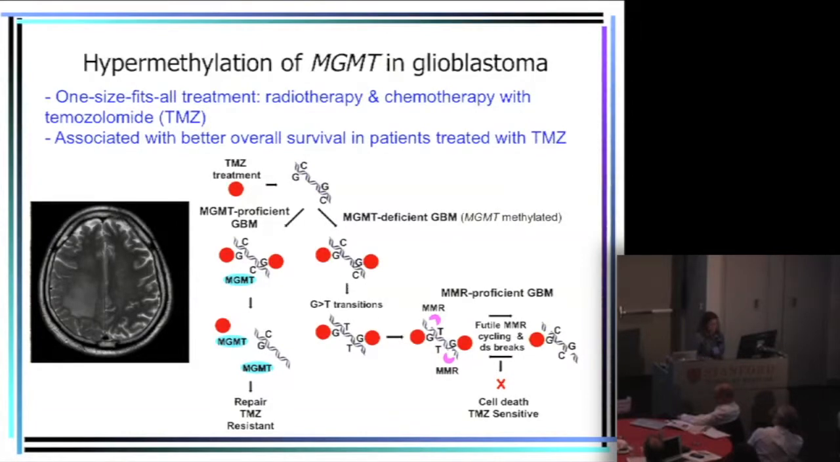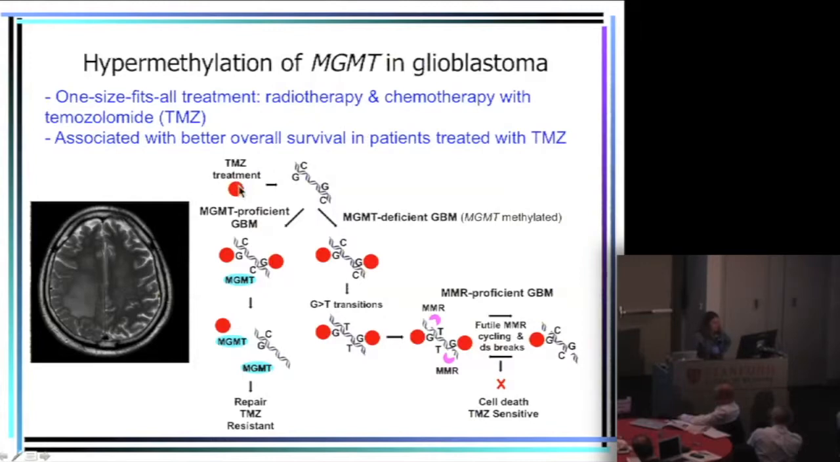So in glioblastoma, it's a dismal prognosis. So this treatment is one size fits all. The Stupp protocol is radiotherapy and chemotherapy with temozolomide combined for everybody, irrespective of whether they have MGMT methylation. So MGMT methylation is associated with better overall survival of patients treated with temozolomide, but patients that are non-MGMT methylated also have an improved survival as well. So unlike the HER2 situation, we don't use MGMT methylation as a marker for selecting patients for temozolomide treatment.